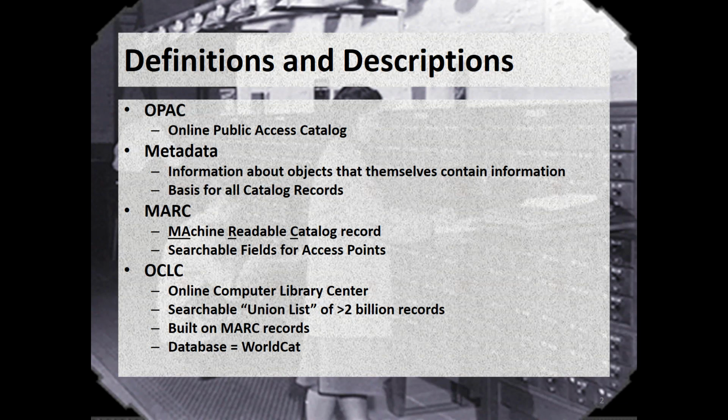Another term you'll hear is metadata. This is a jargon term for cataloging information, those fields like author, title, subject, and others. When we reach the slide that discusses how to read a catalog record, you'll see how simple the definition of this jargon word really is.